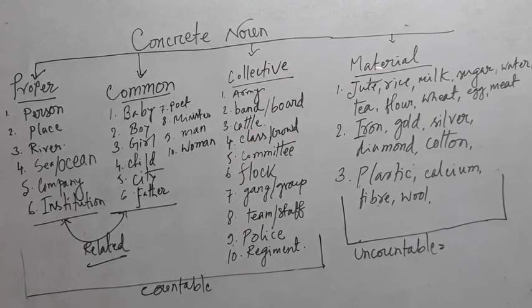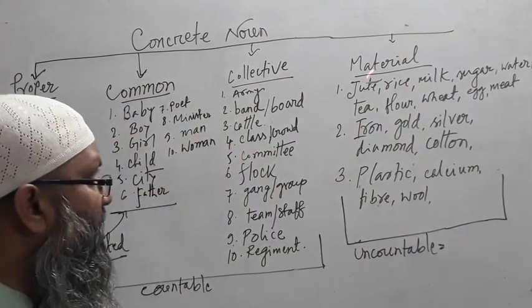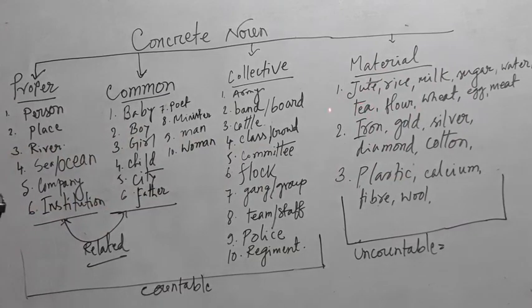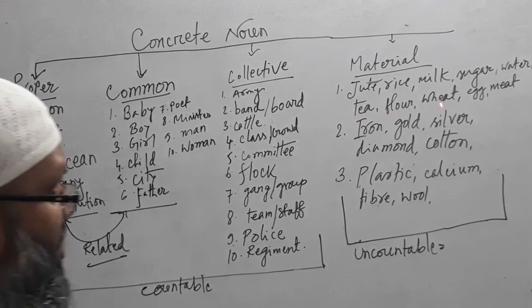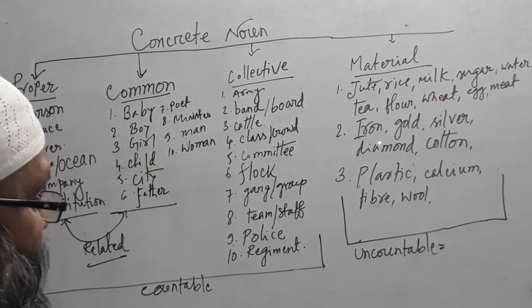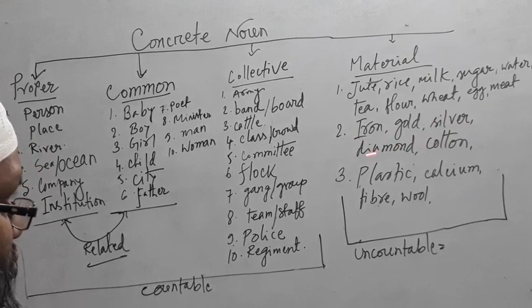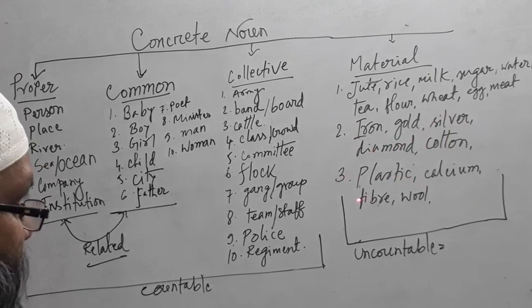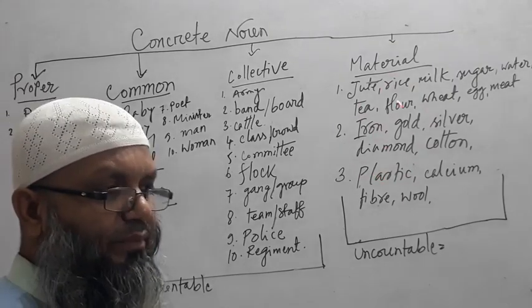Okay, and next one, material noun. What is material noun? The noun that means the name of things. Name of things, they are called material noun. See that number one, I classified jute, rice, milk, sugar, water, tea, flour, wheat, egg, meat, and then iron, gold, silver, diamond, cotton, and then plastic, calcium, fiber, wool. Those are the words which are called material noun.